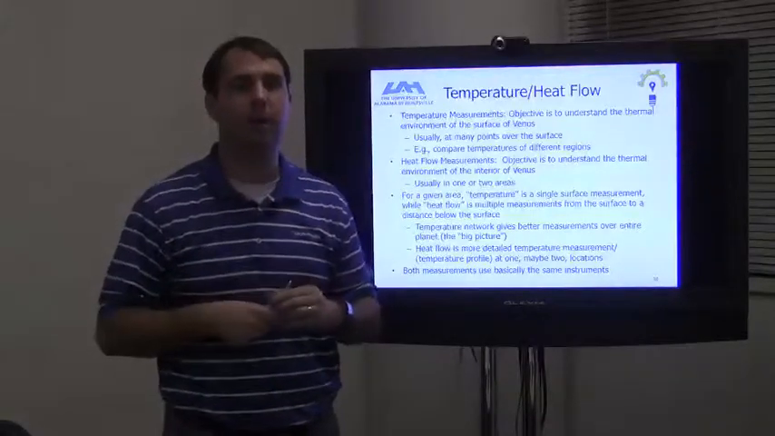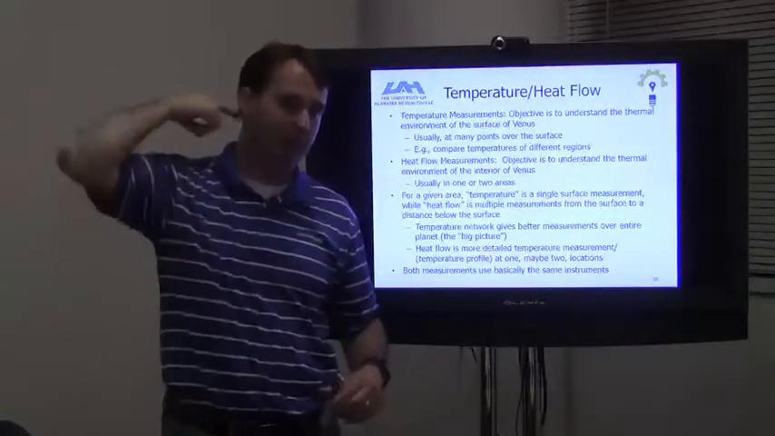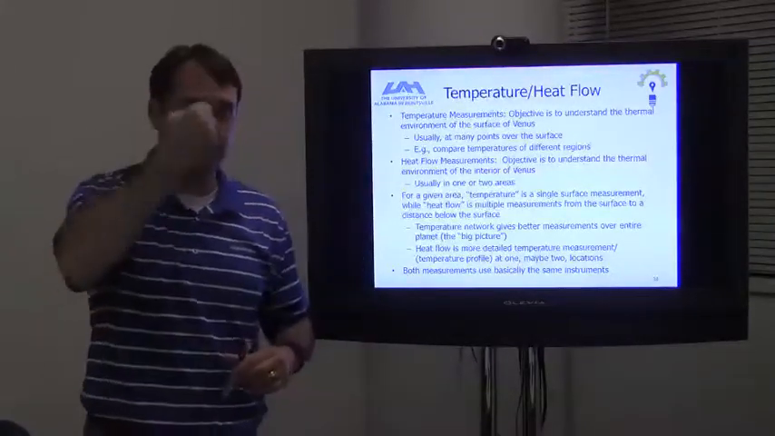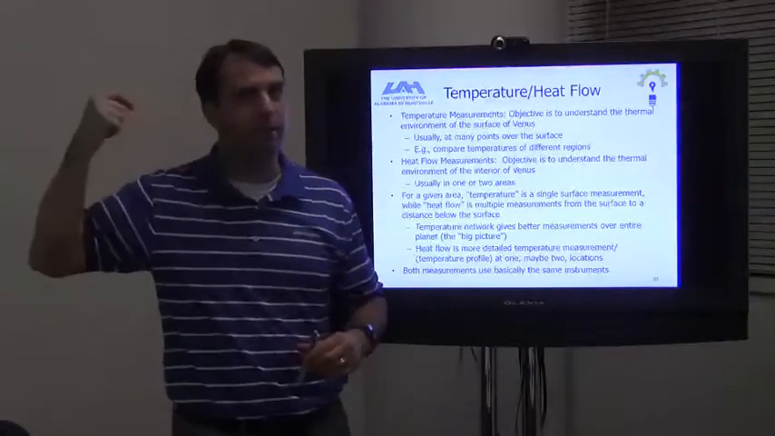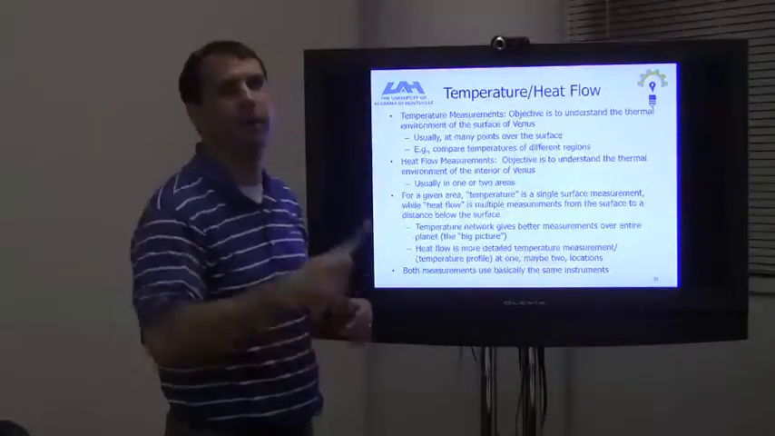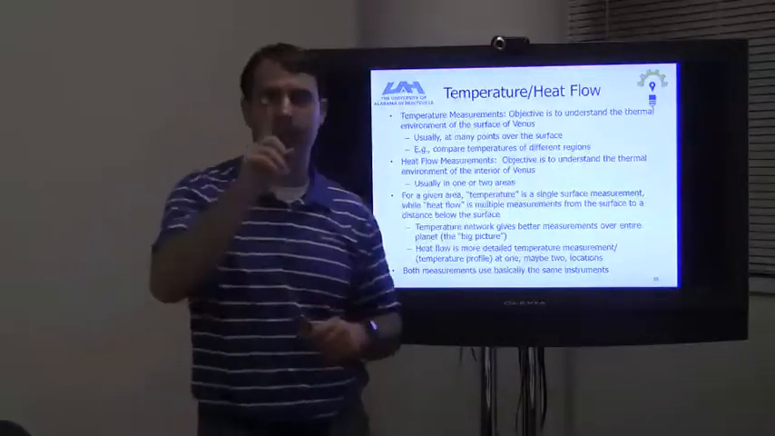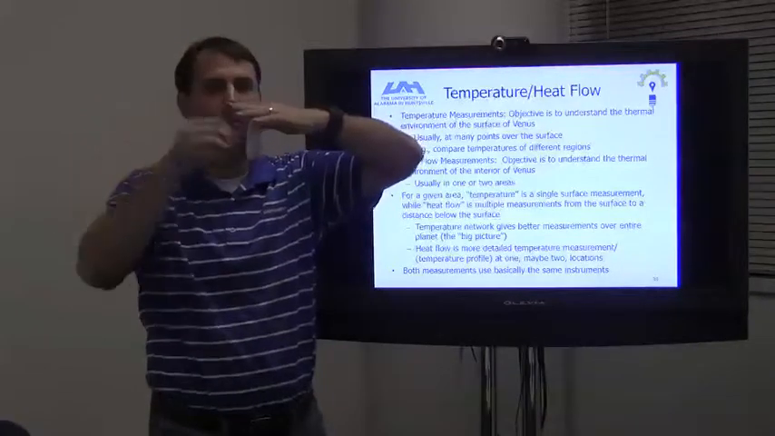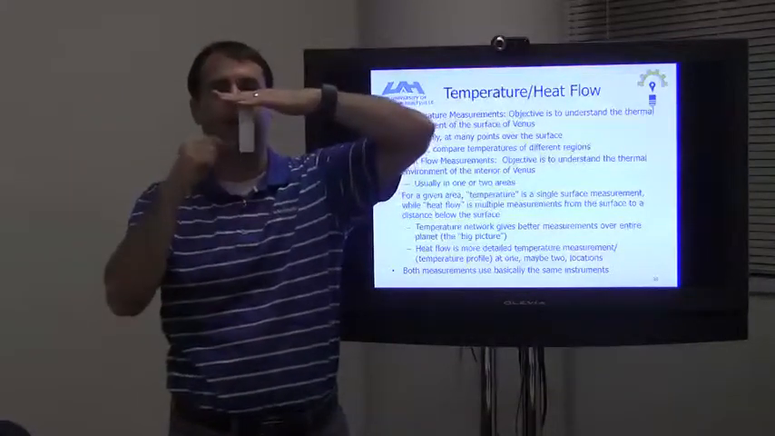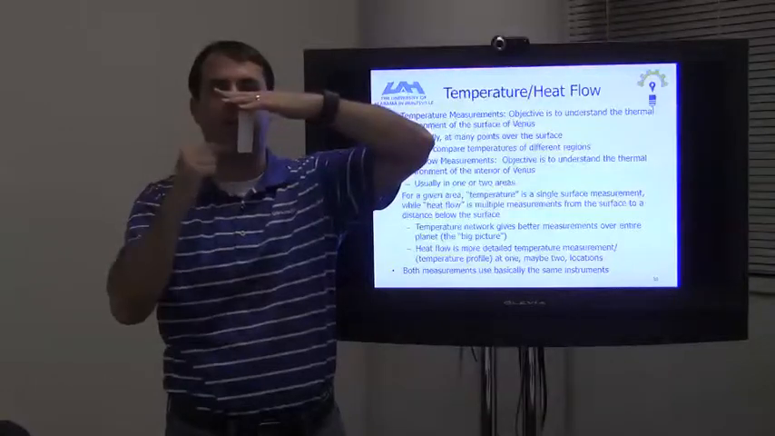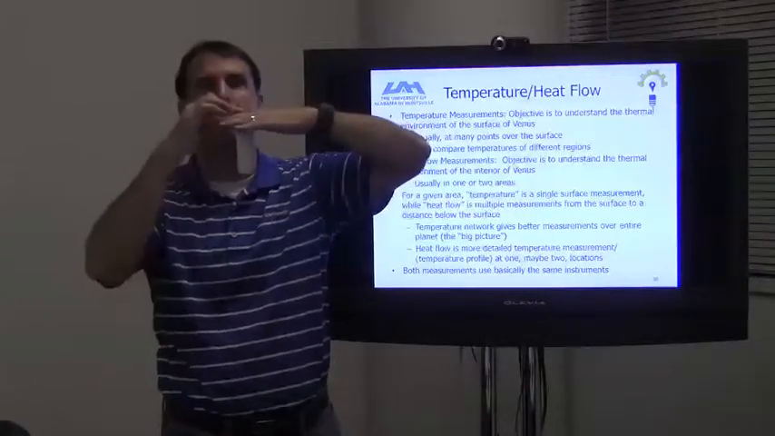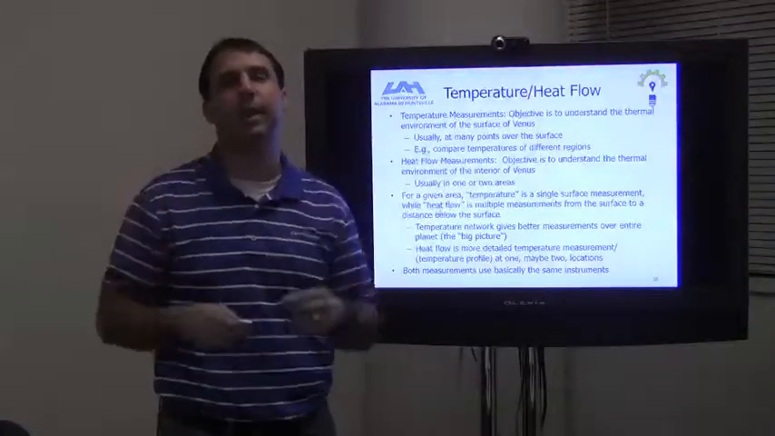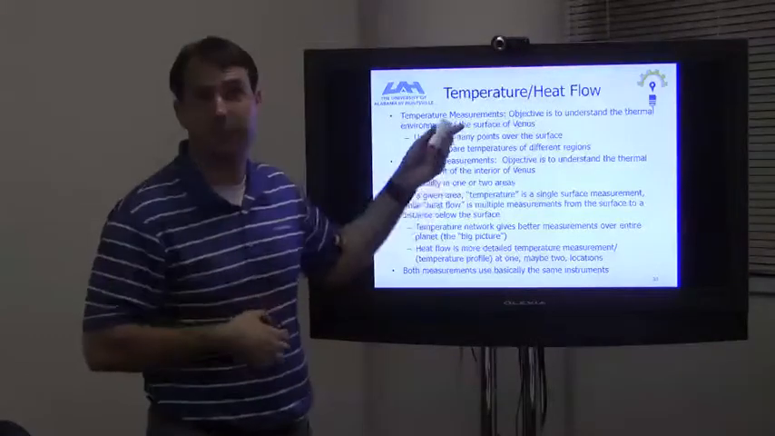Heat flow measurements are like if you were to bore, like stick something in my ear and ask what the temperature difference is as you go from the inside of my brain out to my ear. That's kind of gross, sorry. But anyway, you get the point. Heat flow is a single location, maybe two locations if you can afford it, but you have something that goes below the surface of Venus, and you measure temperature at different depths all the way to the surface. That's called heat flow because you can see the difference in temperature as you go deeper. And that's basically temperature versus heat flow.